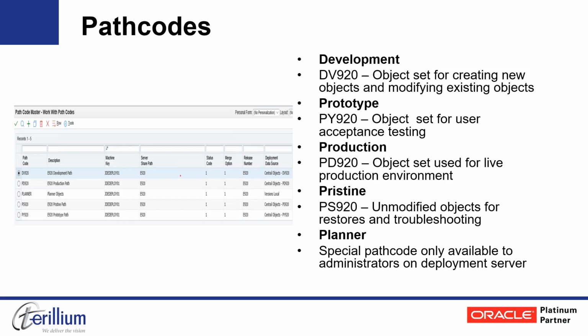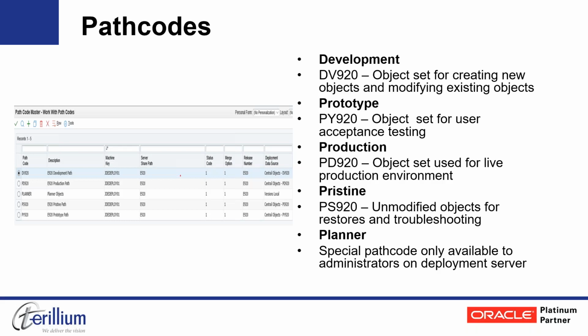And if we can repeat the errors that we're seeing in the other environments in pristine, we know it's not some problem with your custom modifications or your data, but instead it's related to the actual code being sent from Oracle. The other option is if you have modified, say, your objects in development, prototype, and production, and want to get rid of that change because it's either not doing what you expected or it's causing other issues, you can pull those objects out of pristine and get your development, prototype, and production path codes back in order.